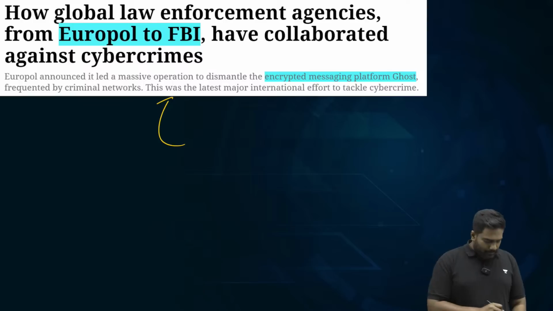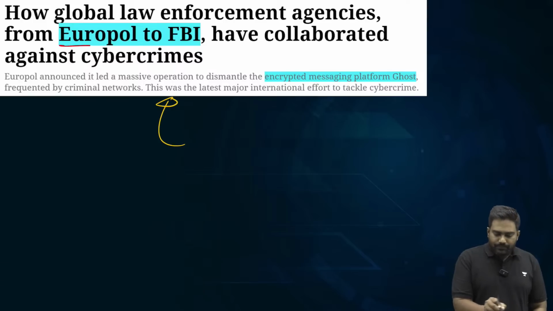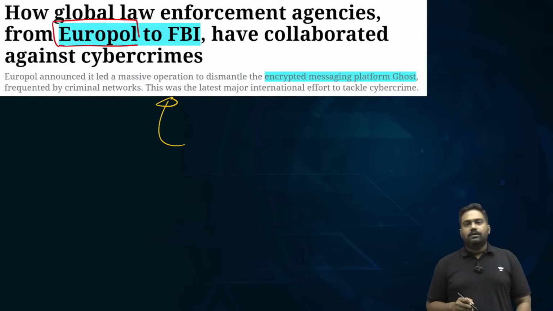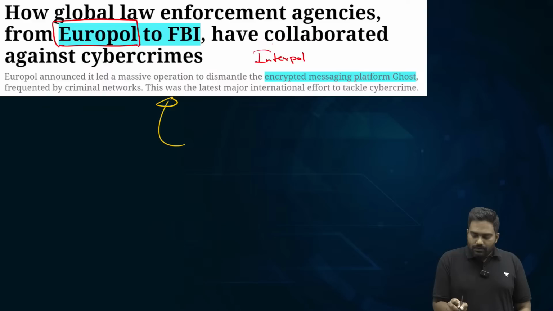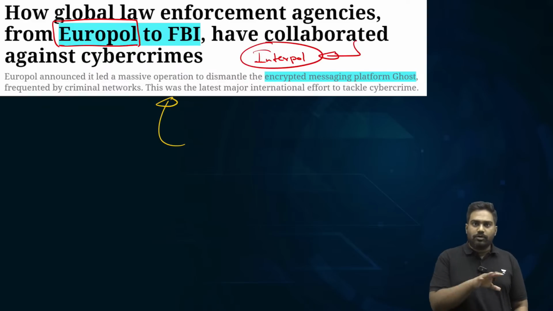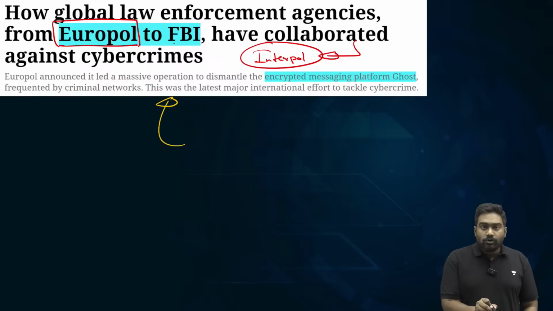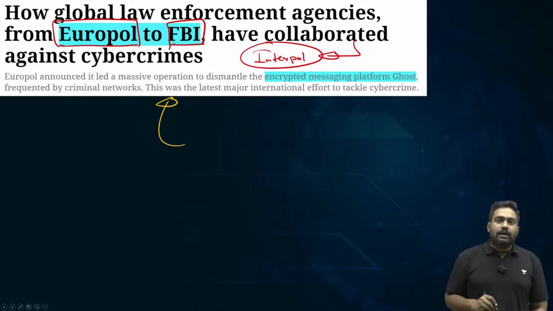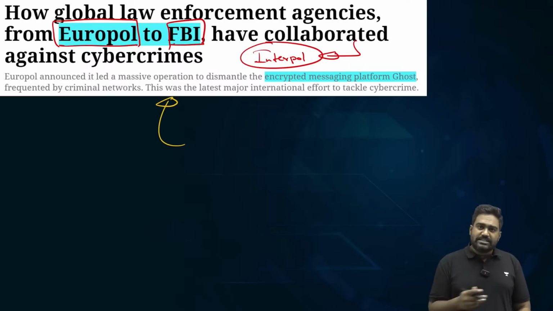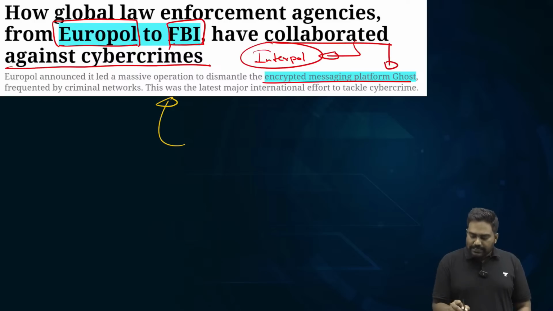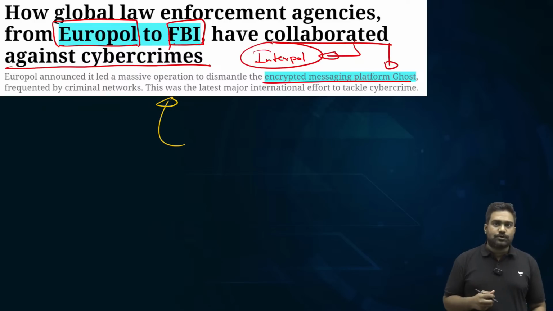Recently, there was a report that Europol, the European law enforcement coordination platform, which brings European law enforcement agencies together, just like you have Interpol, which creates a coordinating platform for all the global law enforcement agencies, there is Europol for European Union countries. Europol coordinated with FBI and the national law enforcement agencies of several countries to take down cyber criminals by targeting encrypted messaging platforms like Ghost.